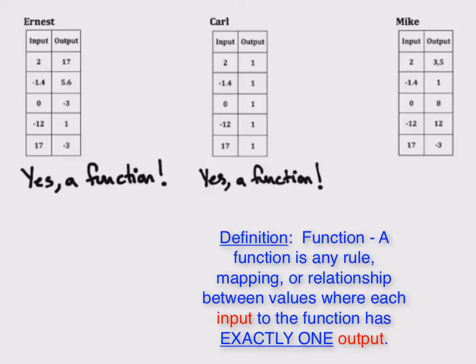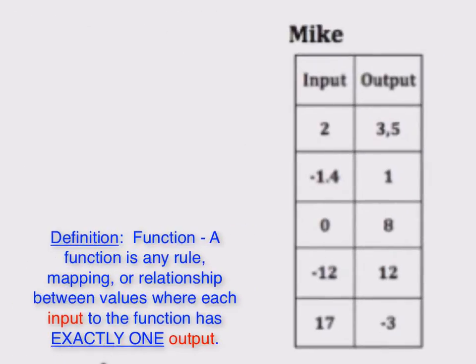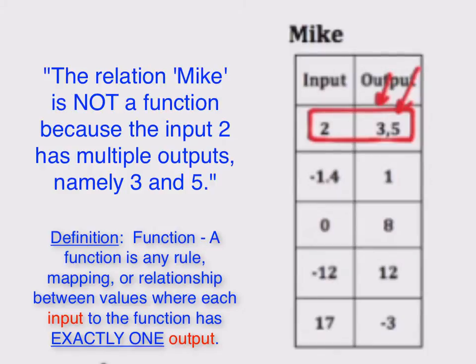Alright, let's look at Mike. Is there ever an instance where one input has multiple outputs? Well, I'm looking at this very first row, and it appears to me that the input 2 has an output of 3 and an output of 5. Note that that's a comma and not a decimal. So in this case, we would say that no, the relationship Mike is not a function because the input of 2 has outputs of both 3 and 5. Note that it's really important: if you're going to say that something is not a function, you want to say why as well.